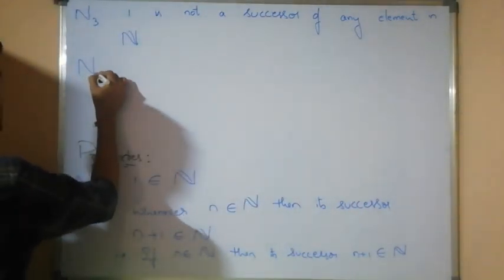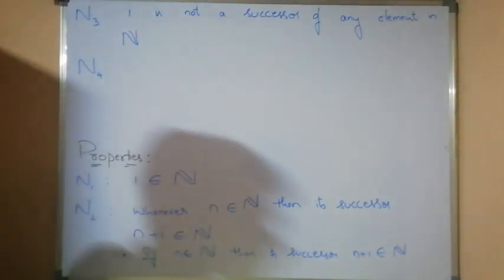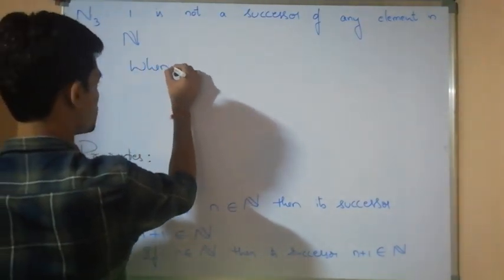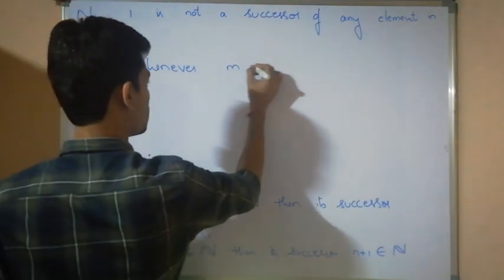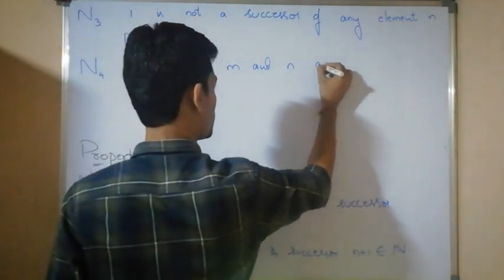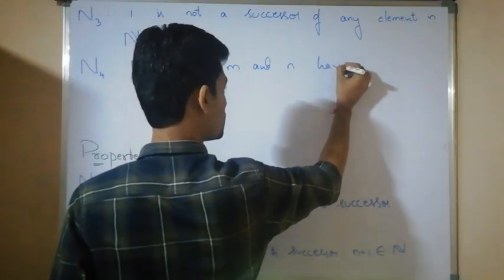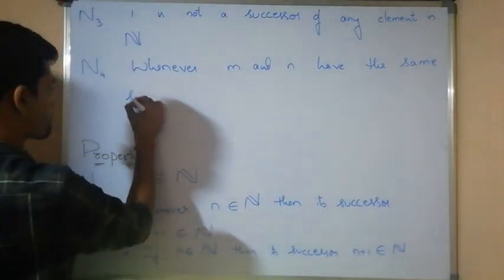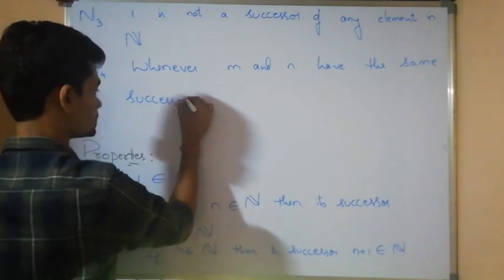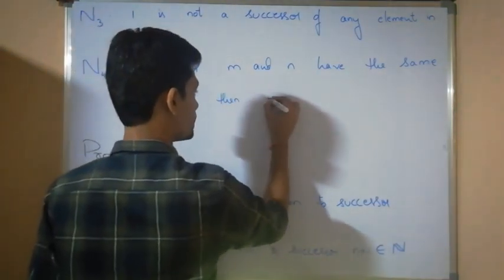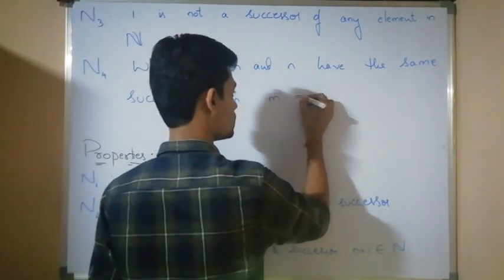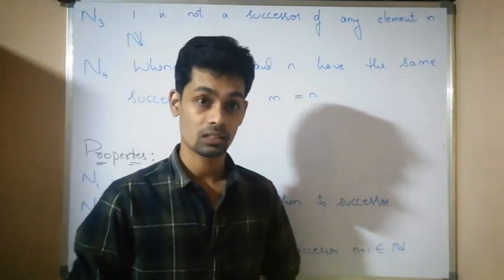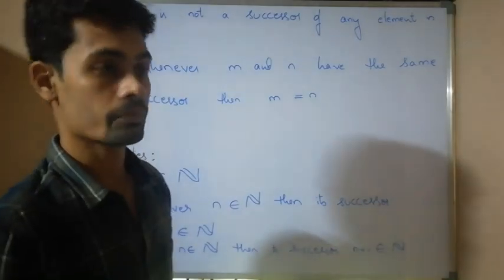Now, the fourth property. Whenever m and n have the same successor, then m is equal to n. In the set of all natural numbers, if two numbers have the same successor, then those two numbers will always be the same.